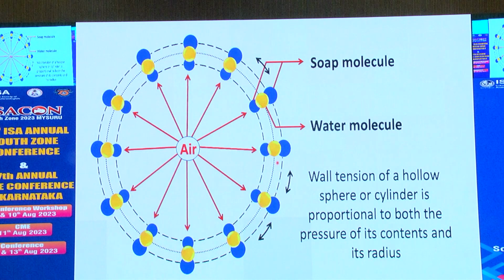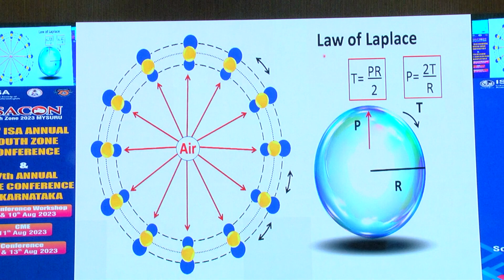But what is interesting is the wall tension, the surface tension between the soap molecules and the water molecules. This is dealt with by the law of Laplace. That is the main concept of the soap bubble. It gives a relationship between the wall tension, the pressure and the radius. So now we look at the law of Laplace. It tells that surface tension is equal to pressure times radius divided by 2. But we anesthesiologists always look in terms of flow and pressure. So, if we convert the formula to pressure, P is equal to 2T by R. That's the law of Laplace.